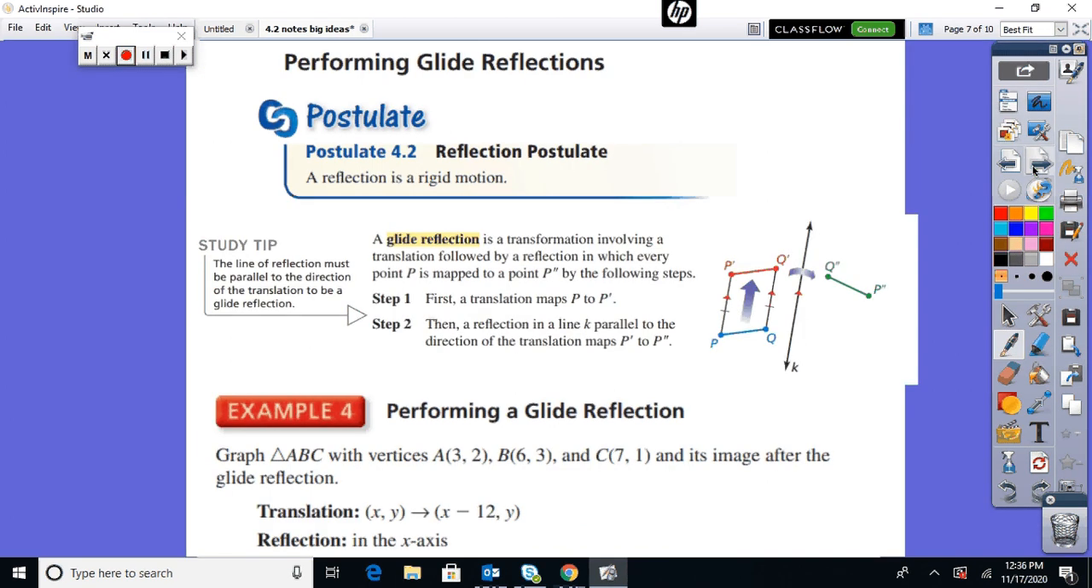All right, let's take a look now at a glide reflection. First off, reflections are rigid motions, which we talked about in 4.1. A rigid motion is an isometry, which means you do not change the size or shape, you're just moving it to a new location. So reflection does that as well. It preserves our size and shape. Well, important study tip for a glide reflection.